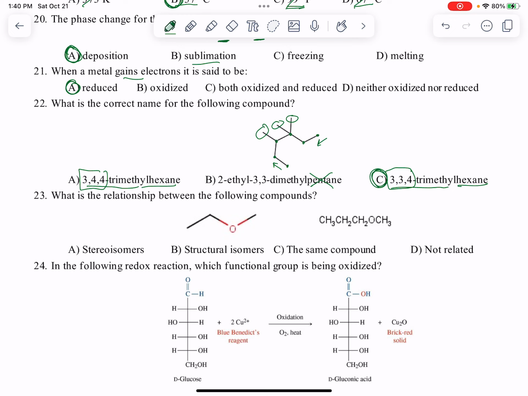What is the relationship between the following compounds? I've got the one on the right. It's got an oxygen in it. This one has an oxygen in it. It does just have 1 carbon at the end, but notice this one only has 2 carbons to the left. That one has 3 carbons to the left. They are not isomers, which would need the same formula of any type. They're not the same compound.